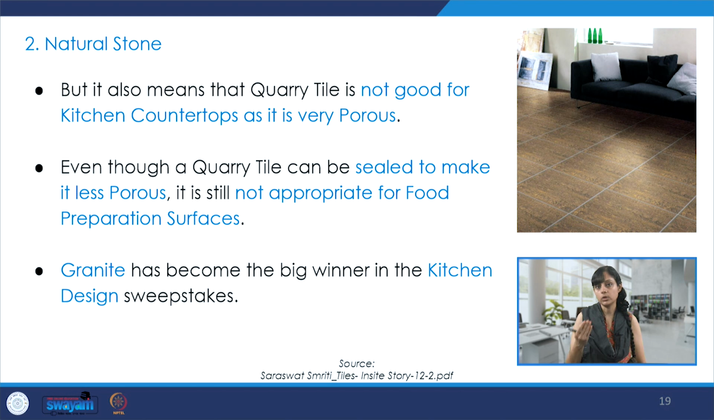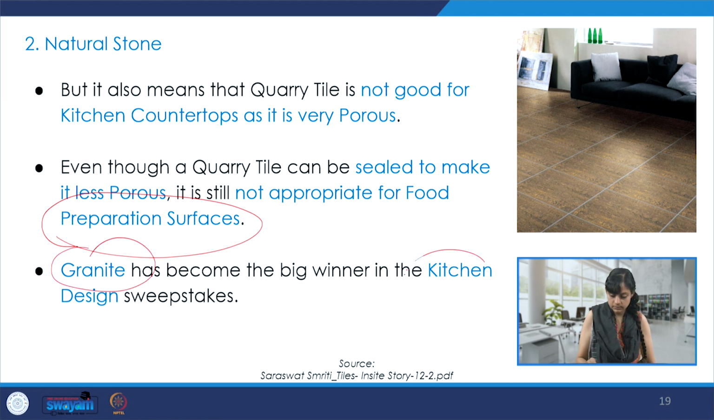So it also means that quarry tile is not good for kitchen countertops as it is very, very porous. So one has to select and see where the application has to happen. Even though a quarry tile can be sealed to make it less porous, it is still not appropriate for food preparation surfaces. So at least for the kitchen design and for the kitchen food preparation area, granite has become like a big winner and it's quite recommended.